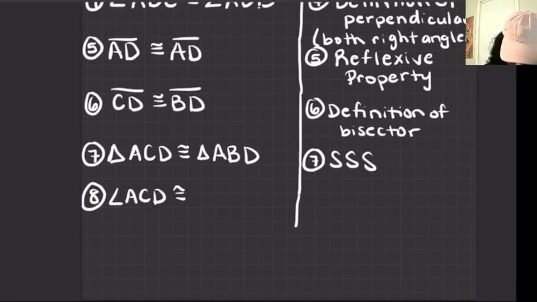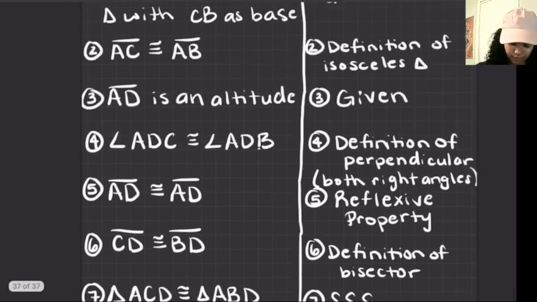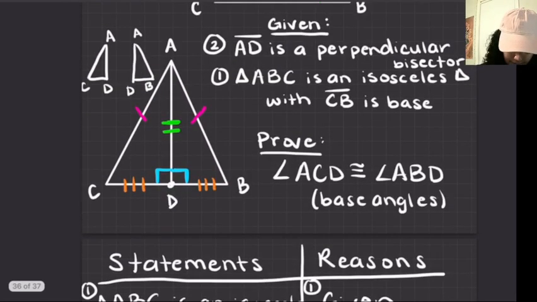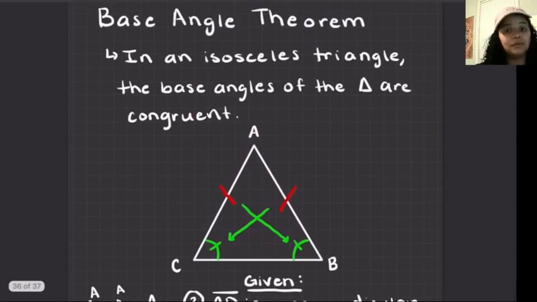And now finally, we have gotten to what we were trying to prove, which is that angle ACD is congruent to angle ABD. And this is by CPCTC. Corresponding parts of congruent triangles are congruent, okay? So now since I said that this triangle is the same as this one, these angles are the ones that match up with each other. That's basically CPCTC when you're saying these are the corresponding parts that match up, so they also have to be congruent, okay? So this was one proof of base angle theorem.